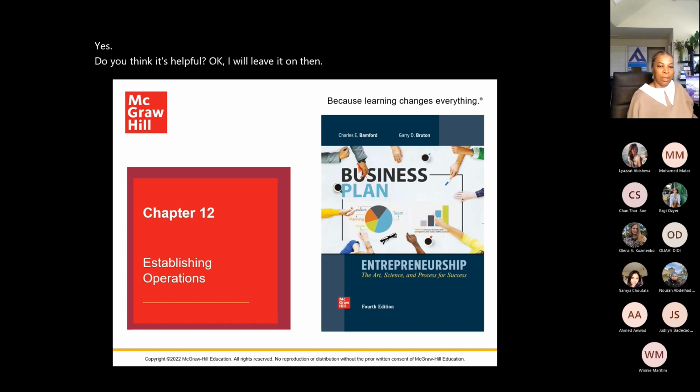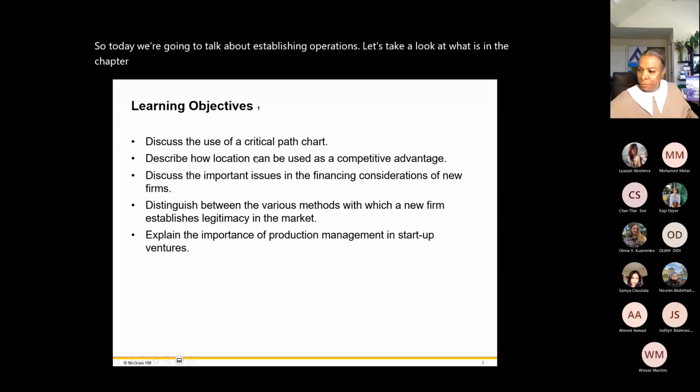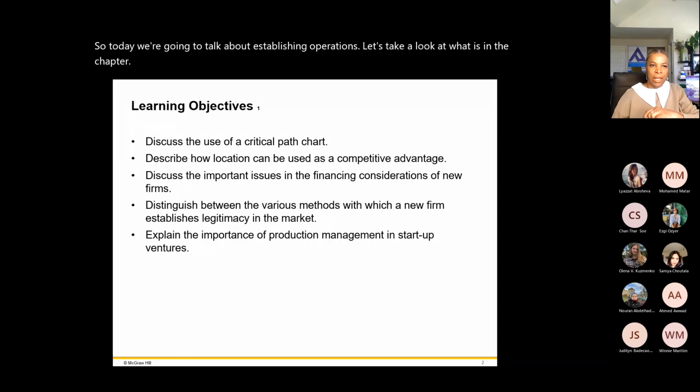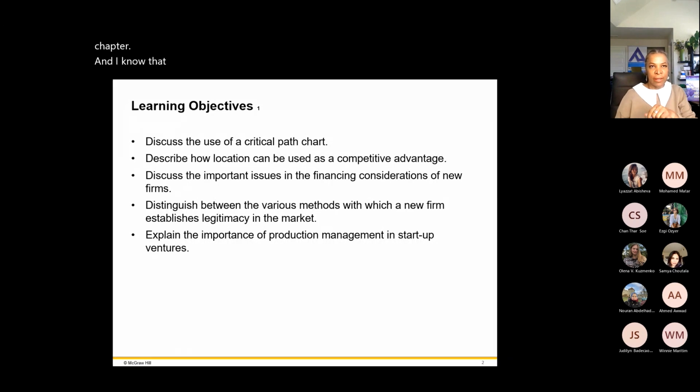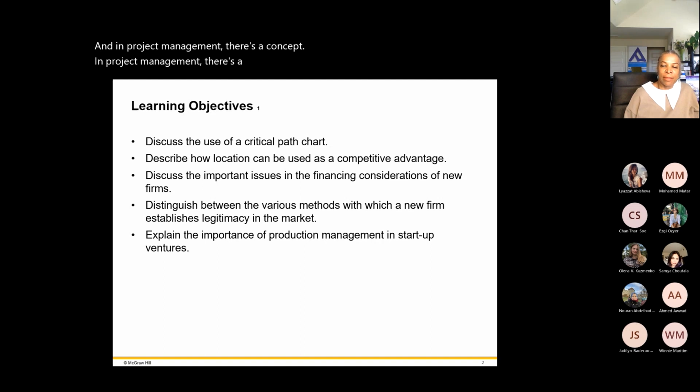Okay. So today we're going to talk about establishing operations. Let's take a look at what is in the chapter. And I know that some of you are taking the project management class or you have taken it. And in project management, there's a concept called a critical path.